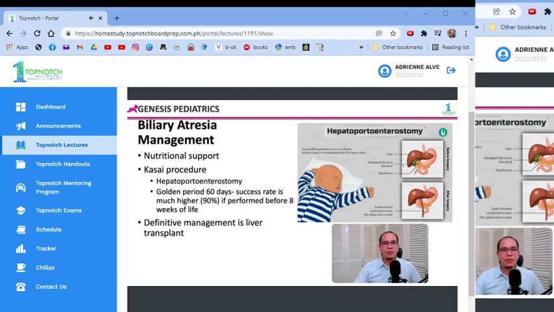So ano ba nangyayari dyan sa Kasai? So ayan yan, this is the before surgery, this is the after surgery. Your small intestine is connected to the liver to allow the bile to drain. Kasi nga, in biliary atresia, ang problema mo, yung extrahepatic bile tree mo sira. Diba? Damage or block. So ang gagawin mo, idediretso mo na yung bituka dun sa liver.